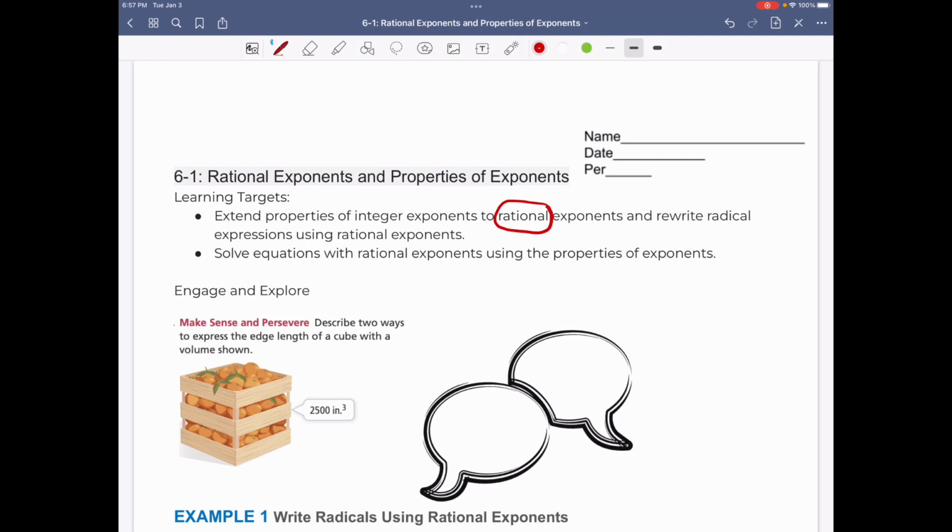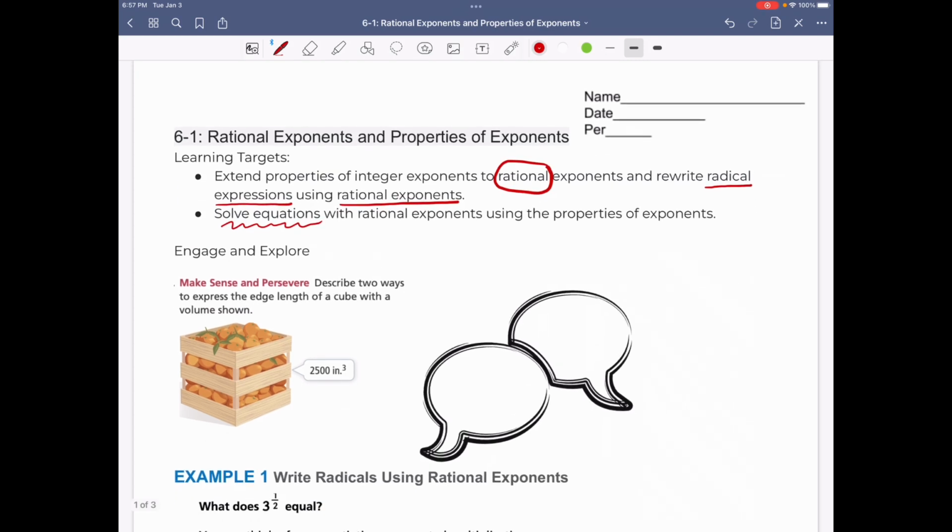And a radical expression using rational exponents. We will also be solving equations with rational exponents using the properties of exponents. So a rational exponent is an exponent written as a fraction.